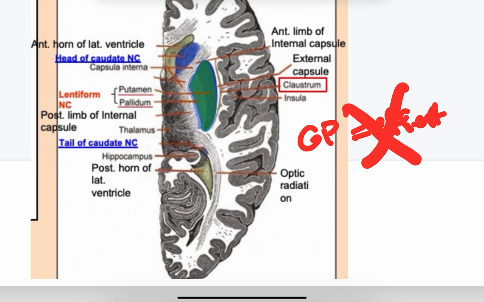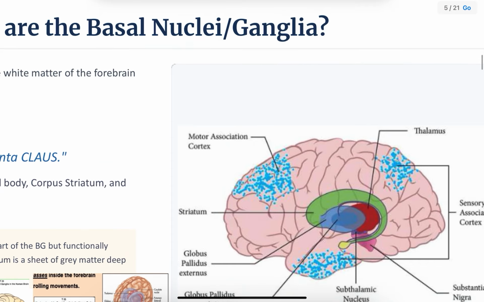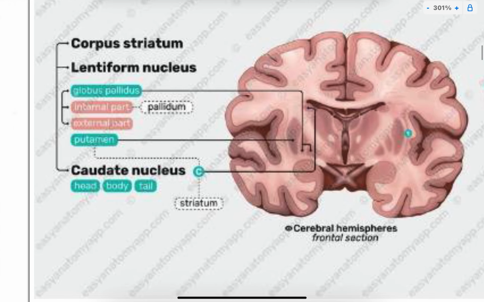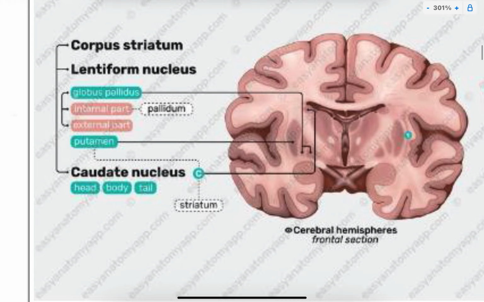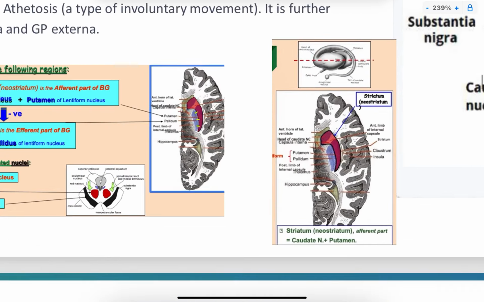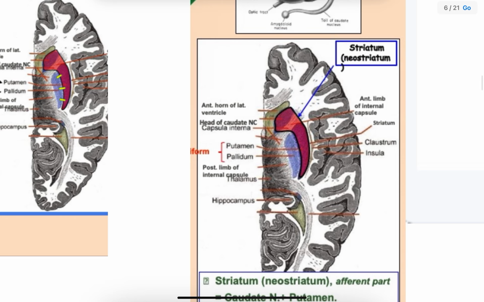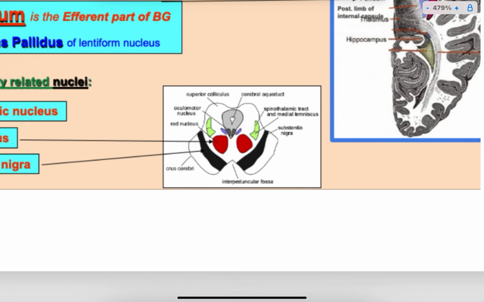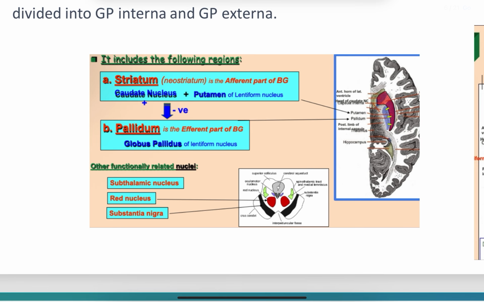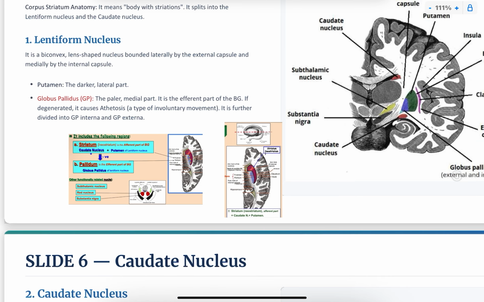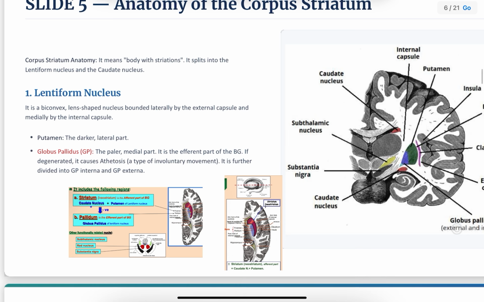So let me see if we can see a clearer image for it. Here it can show the internal and the external part, but I'm trying to search for another better image. Okay, maybe we can see it in another place. It's okay. Just keep in mind it has an interna and an externa. Now, this is it for the lentiform nucleus.